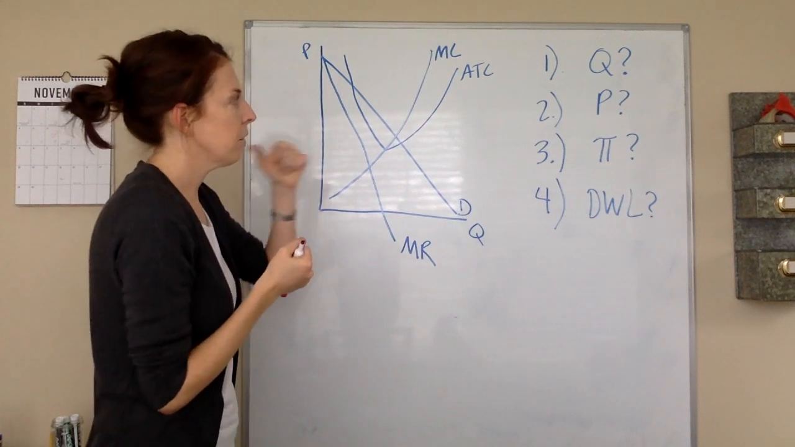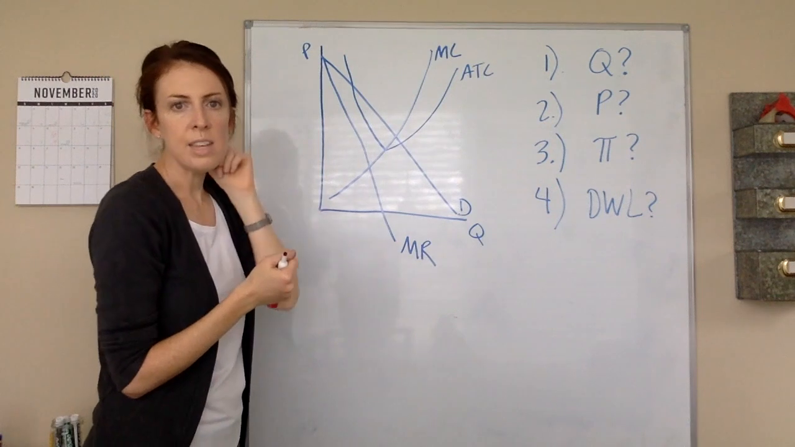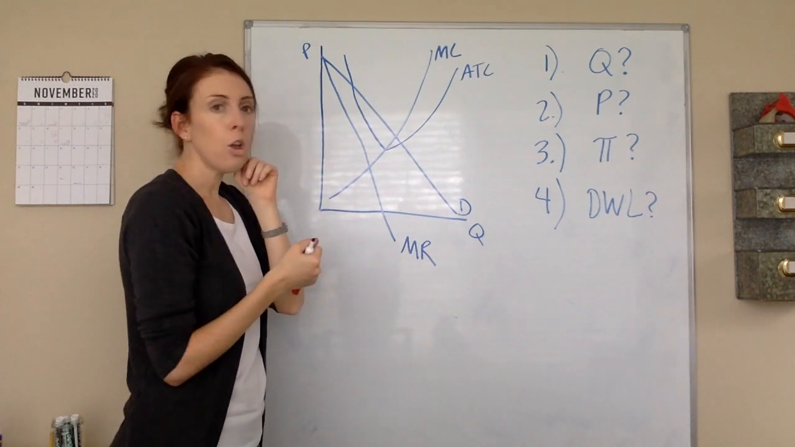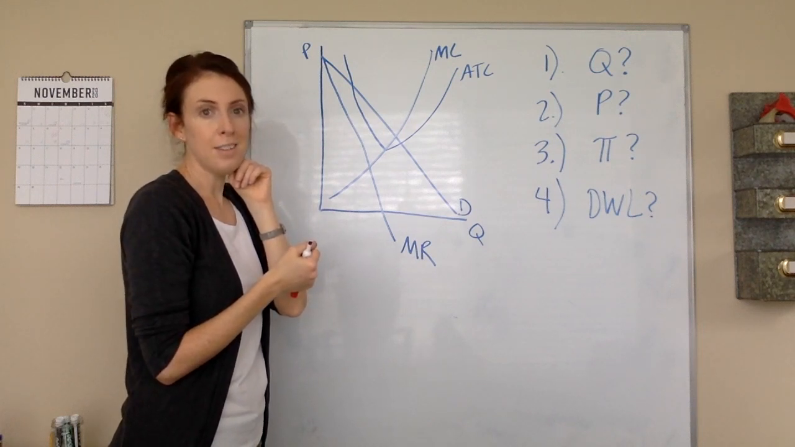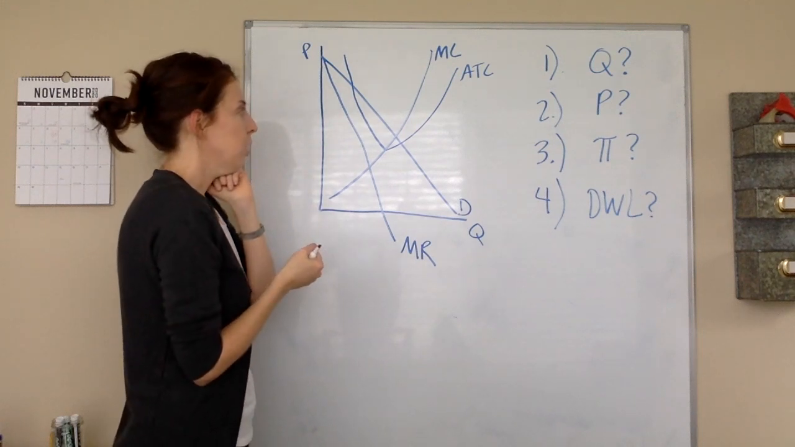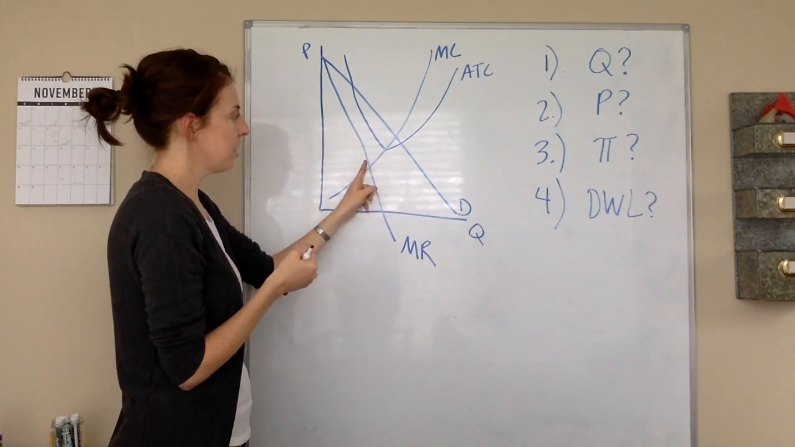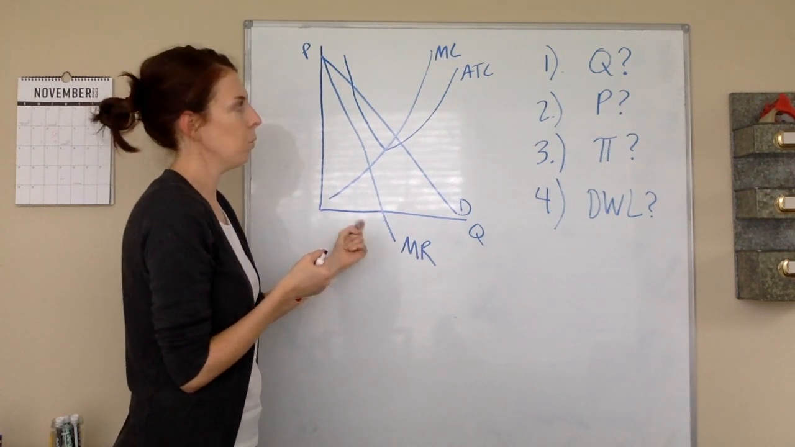Okay, so the first question I'd like you to answer is, what quantity would the monopoly produce if they wanted to maximize their profit? Recall that they produce the quantity where marginal revenue equals marginal cost if they want to maximize their profit. So find where marginal revenue equals marginal cost. At that crosshair, you go down, you find the number along the horizontal axis. That's the answer to number 1.